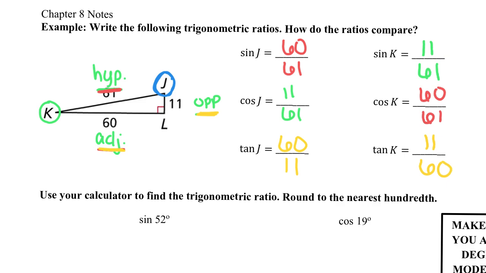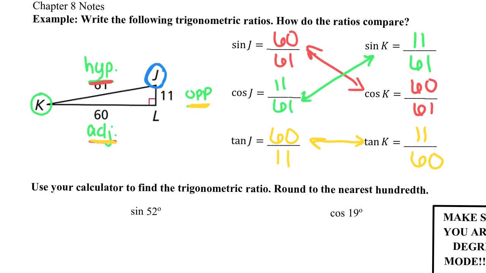So now let's go ahead and compare. If you look at the sine of J and cosine of K, those are the same, which would make sense because what happens when I switch angles is the opposite and adjacent sides switch. Okay, likewise with the cosine of J and sine of K, those are also the same since the opposite and adjacent sides switch. And then finally the tangent, those are reciprocals of each other, because again, the opposite and adjacent sides switch when we switch the angles.